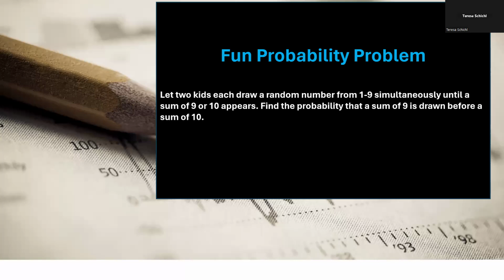Here is the problem we are going to solve together. This is a pretty interesting problem, so let's take a look at what it is about. We have two kids. Each will draw a random number from 1 to 9 simultaneously until a sum of 9 or 10 appears. Find the probability that the sum of 9 is drawn before the sum of 10. Let's take a look at how we solve this kind of problem.